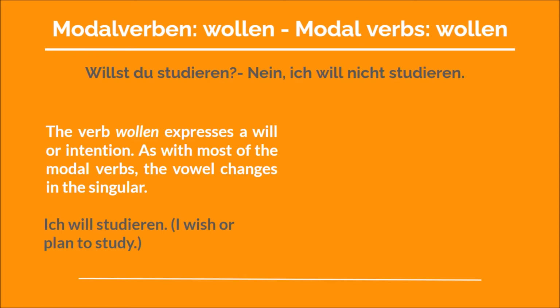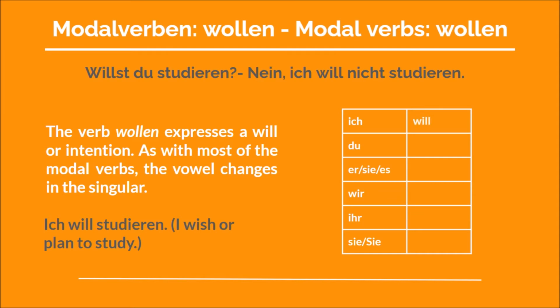As with most of the modal verbs, the vowel changes in the singular. Ich will studieren. I wish or I plan to study. Ich will, du willst, er will, wir wollen, ihr wollt, sie wollen. So that the vowel changes in the singular forms is something you will see with most of the modal verbs and is not typical for the other German verbs.